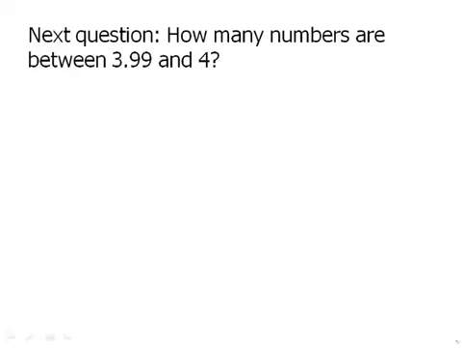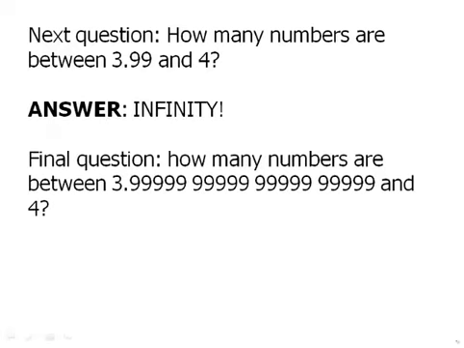Second question, how many numbers are between 3.99 and 4? Well, again, the answer is infinity. And then the next question, now we're getting a bit ridiculous here. How many numbers are between 3 and a whole bunch of 9s after it? Looks like there are 29 9s after it. Between that number and 4, how many decimals are in that tiny infinitesimal little gap? Well, turns out there's still infinity.